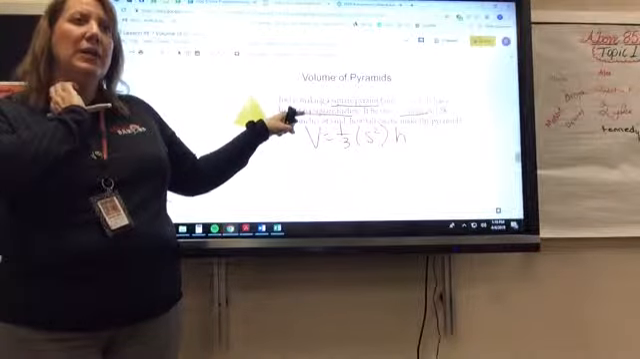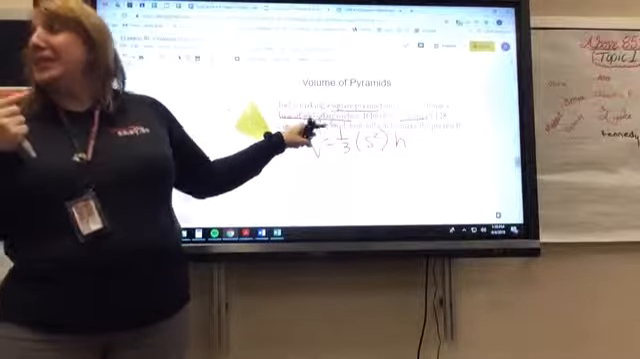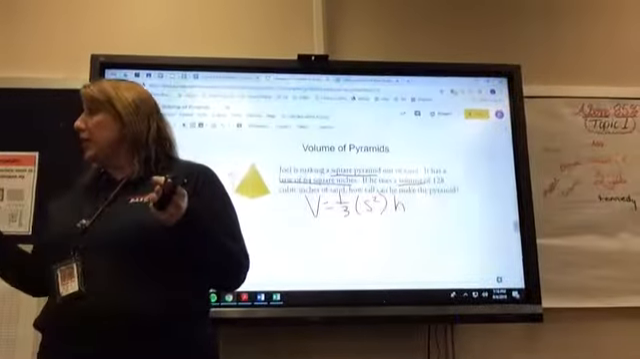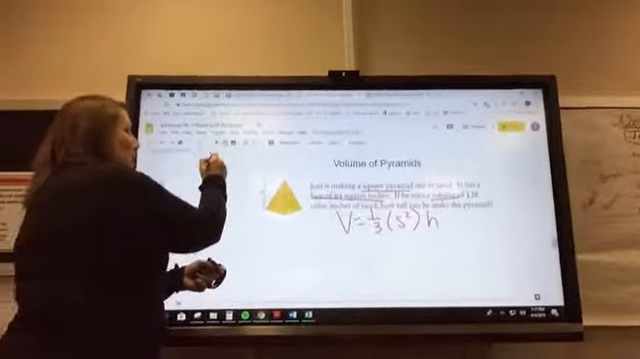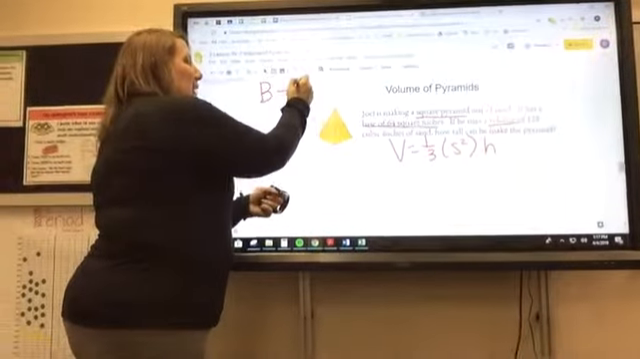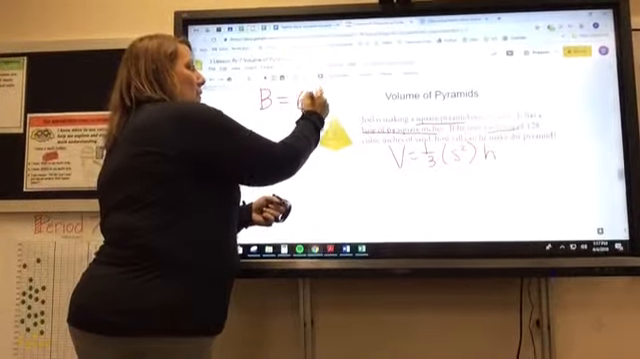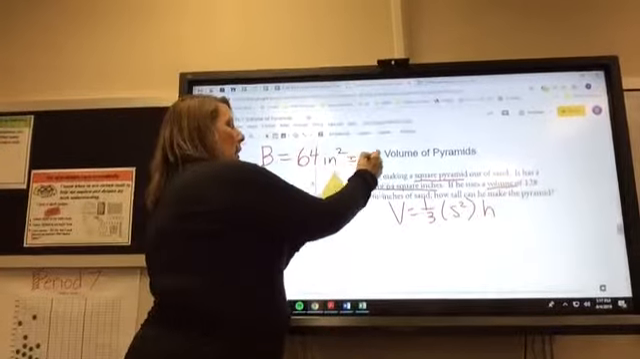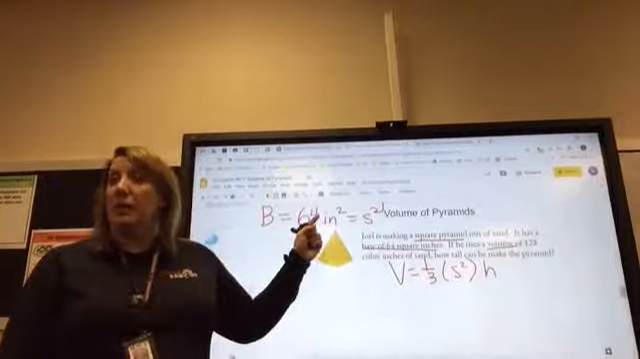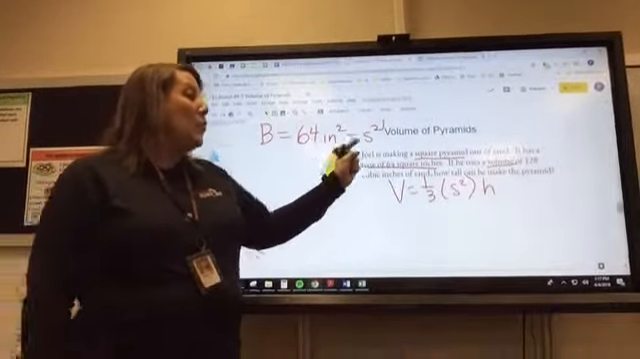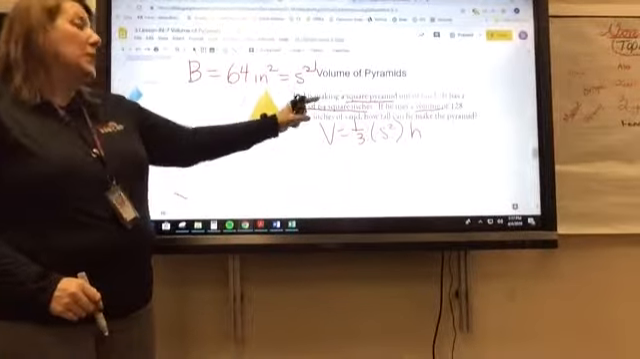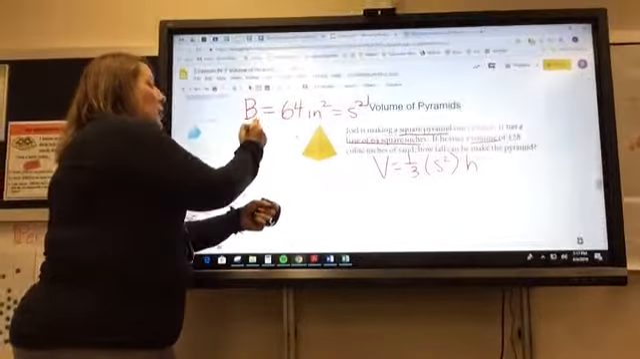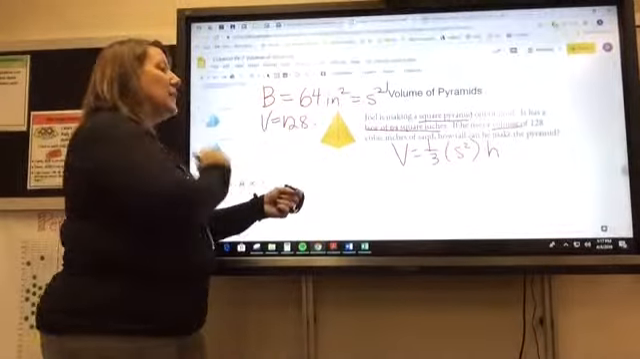James? Because it says 64 square inches. Remember, area is squared labels, right? So we actually know here that big B is 64. It says inches squared. So that side squared happens to be 64. And what else do we know? The volume is 128. That's the other thing we know.